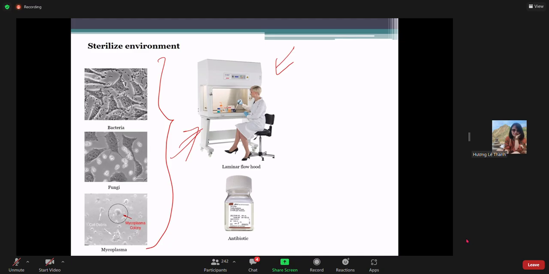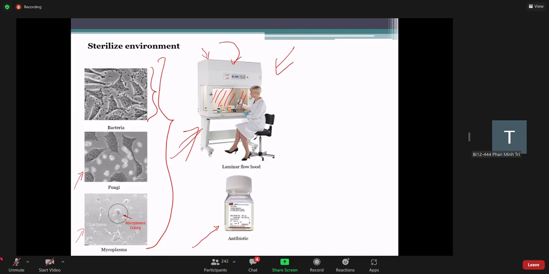The biosafety box has sterile air surrounding this area, so we can maintain the cell culture under this biosafety equipment, also in the laminar flow hood. And we also add antibiotics inside our culture mediums to prevent bacterial contamination. Whenever we have contamination with fungi or mycoplasma, we just throw away our cell culture dish because it's incurable.